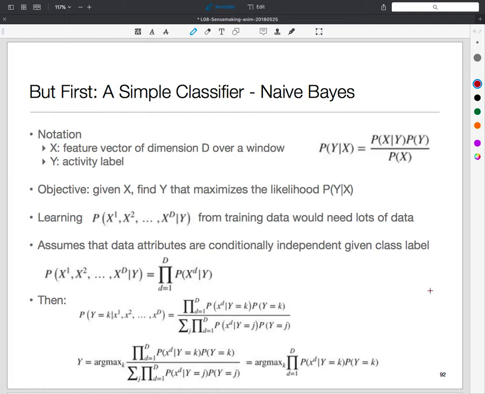So now remember I said that x is a vector. You collected together your different features and made a vector of them. Let's say you had d features. So you can think of x as x1, x2 through xd. These are the d dimensions of my feature vector. So probability of x given y is really the same as probability of x1, x2, through xd given y.